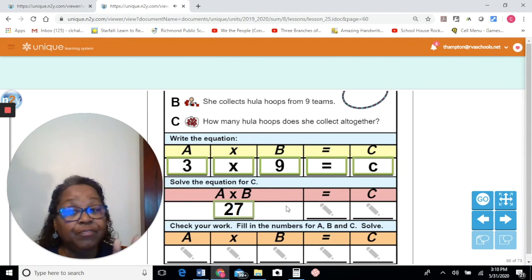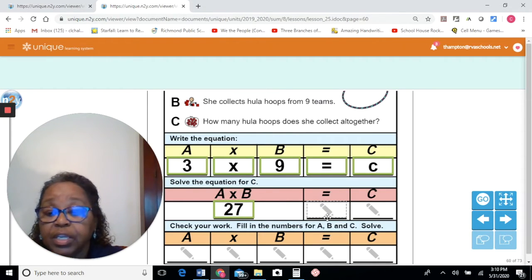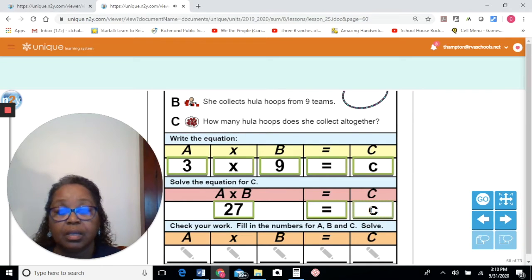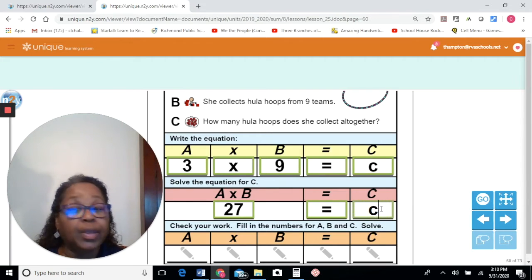27. We're not finished yet. You're not finished. You have to complete the whole graphic organizer. So 27 would equal C. We just found out what C is. We're saying that the variable that we didn't know the answer to is 27. This variable C should now be 27.